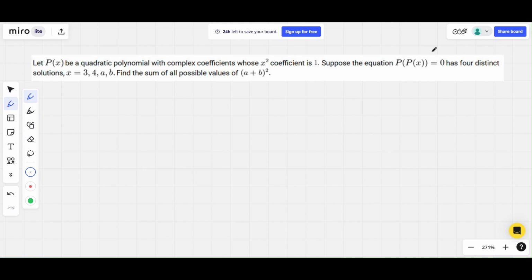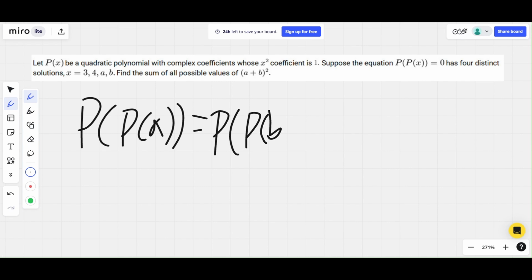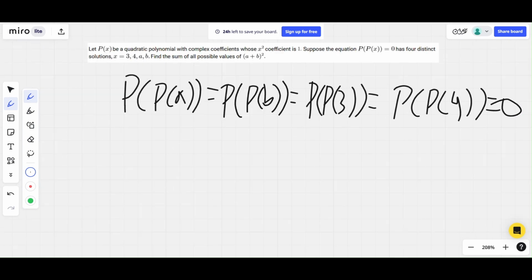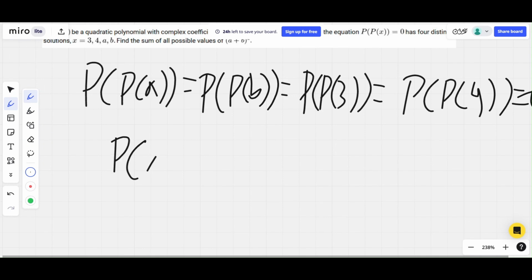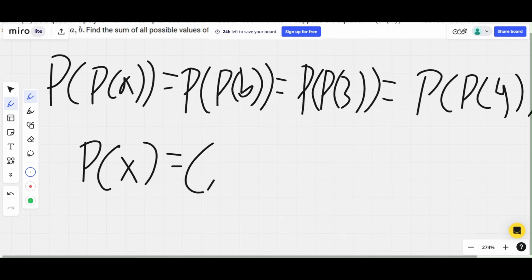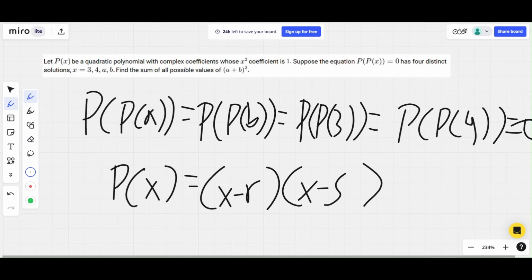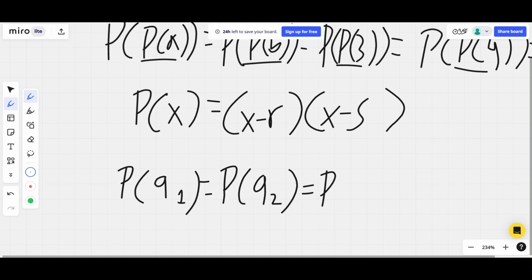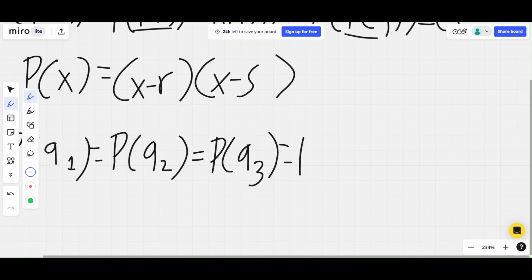Okay, so we know that p of a equals p of b, which is equal to p of 3, which equals p of 4, which equals 0. Since p of x is a quadratic with a leading coefficient of 1, we can write it in terms of its roots. So let p of x equal x minus r times x minus s. Then let's call p of a q1, p of b q2, p of 3 q3, and p of 4 q4. So then we have p of q1 equals p of q2 equals p of q3 equals p of q4, which equals 0.